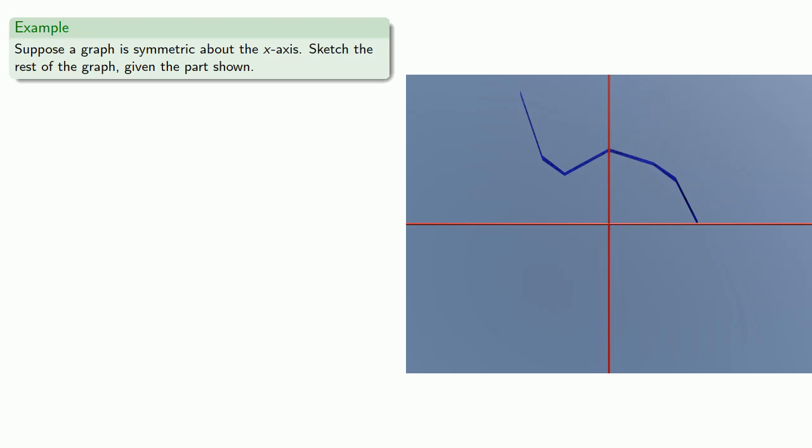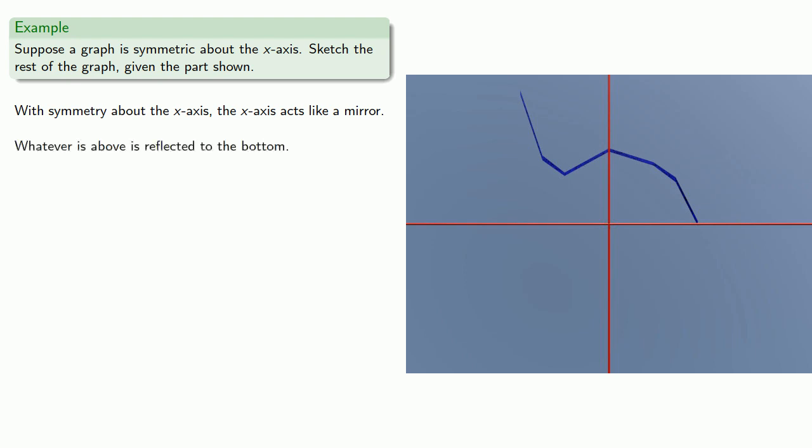Or suppose a graph is symmetric about the x-axis. Sketch the rest of the graph, given the part shown. Now, with symmetry about the x-axis, the x-axis acts like a mirror. So whatever is above is reflected to the bottom.